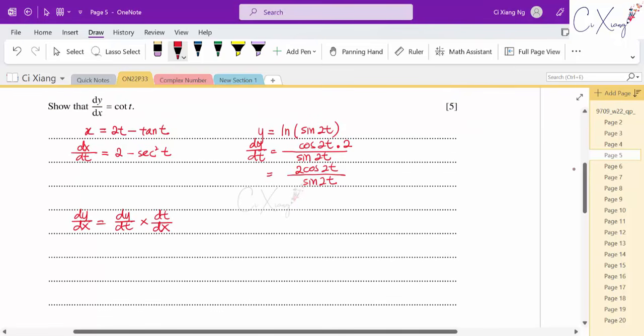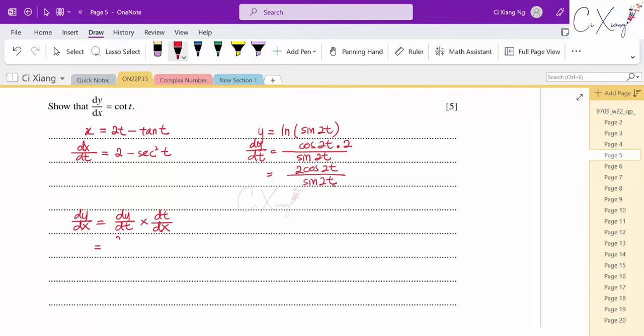Before you simplify, let's have a look at our final answer here. Our final answer is cotangent t. T is a single angle. In my dy/dt and also dx/dt, this one has a single angle, but for dy/dt I have cos 2t and sin 2t, which means that for this part I may need to expand using the double angle formula, because we have double angle t here. So maybe we can try to solve it and simplify slowly.